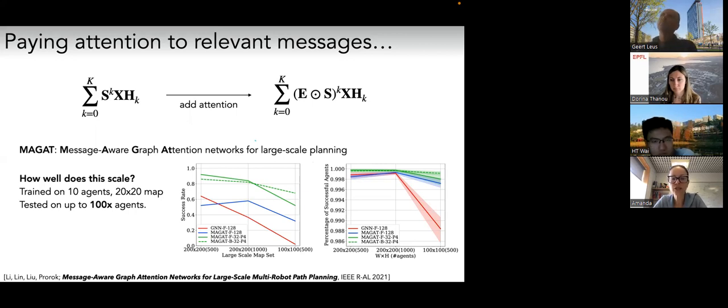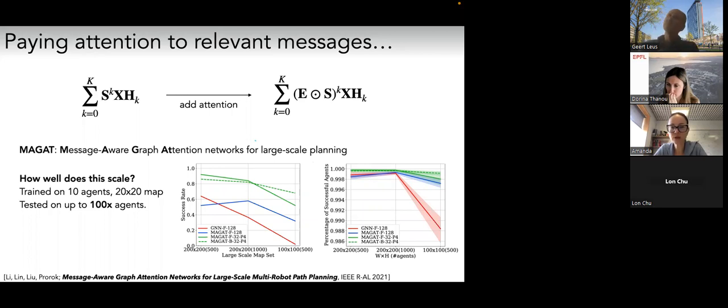And using this attention mechanism, we can see that we're now able to test our systems on 100 times larger systems than have ever been seen during training. So this is really interesting to us, because we're now really starting to generalize beyond what has been seen and what can be solved through expert solvers. And so we're quite excited about this.